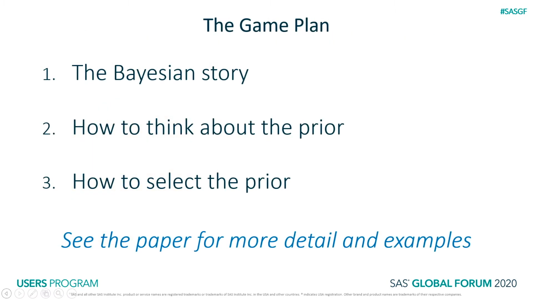So from here, the game plan is to start with the Bayesian story. In other words, what we tell ourselves we're doing when we do Bayesian statistics. From there, we'll use that to frame how to think about the prior, which will then help us think about how to select the prior. And we'll have an example. But of course, see the paper for more detail and more examples.